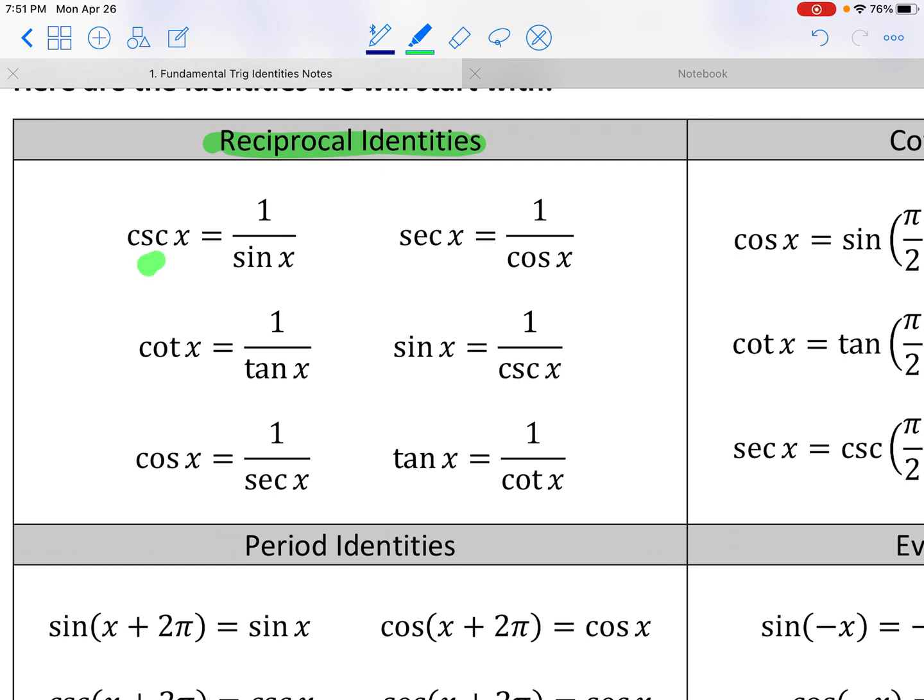So the reciprocal identities are the ones we talked about specifically in the last unit. We said that cosecant was the reciprocal of sine. We said secant was the reciprocal of cosine. And so the reverse of those would be true: cosine is the reciprocal of secant, sine is the reciprocal of cosecant. And then we said cotangent was the reciprocal of tangent, so tangent would have to be the reciprocal of cotangent. Those we've talked about.